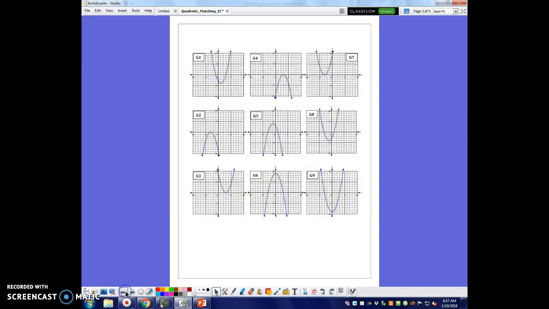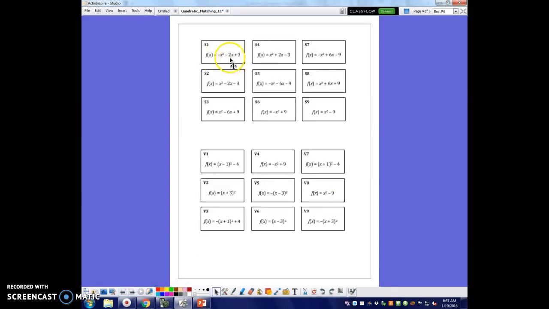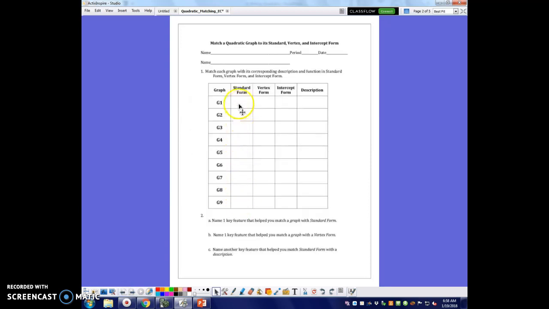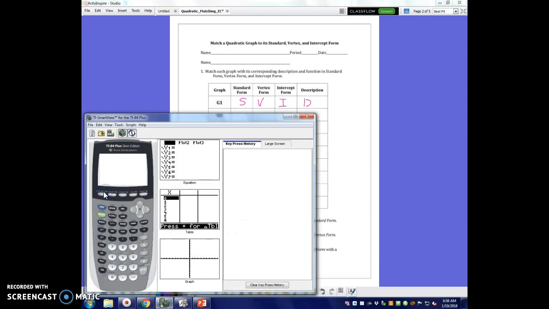What you can do is type this into your calculator in y equals. Then you go back to the graph, and you find the graph that matches it. You'll come over here, and you'll type it in this column for standard form. So this should all be the S, and then a number. These should all be V number, I number, and D number. And you will submit your answers online, along with turning in your paper. This is pretty much just going to be done by typing things into y equals in your calculator, and then looking at the graph.